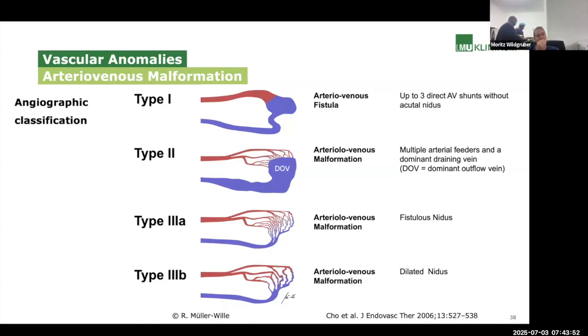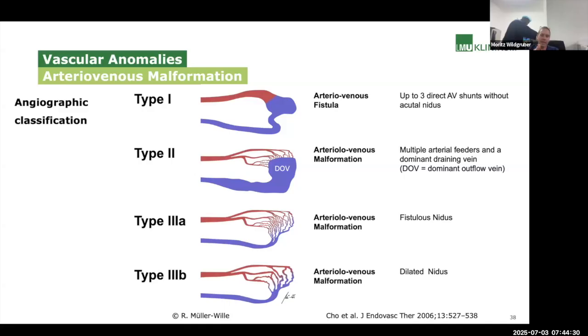Honestly, this classification is a help, but frequently we actually combine the approaches. Frequently we go, as I showed you, transarterial and additionally direct puncture. This works well in some lesions. If the nidus vessels are very, very tiny, like in this type 3A lesion, however, a direct puncture may be very hard to achieve because you only hit a very, very small vessel, and you cannot embolize a lot.